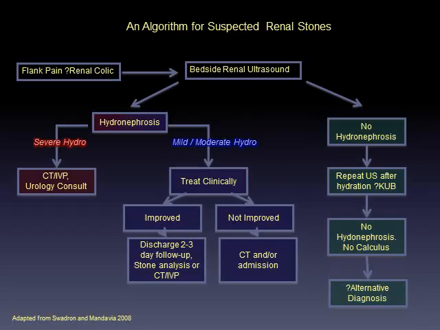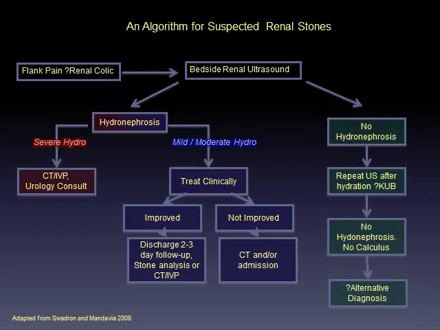If you identify no hydro, you may wish to go on and get a repeat ultrasound after some hydration to see if you can reveal that obstruction. Maybe give them a half a litre bolus. You may wish to also get a KUB. The old-fashioned KUB is reasonably sensitive to stones larger than 4 millimeters.